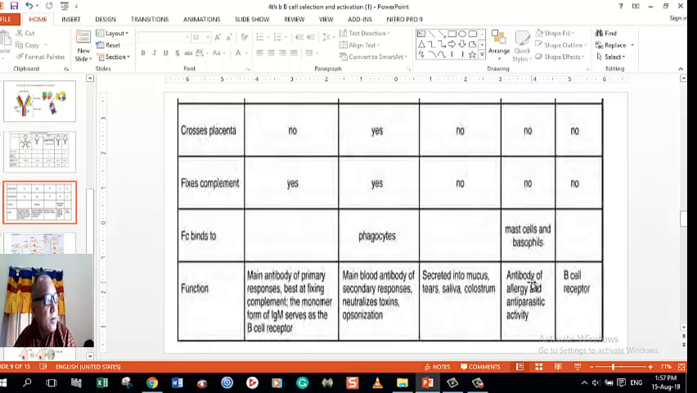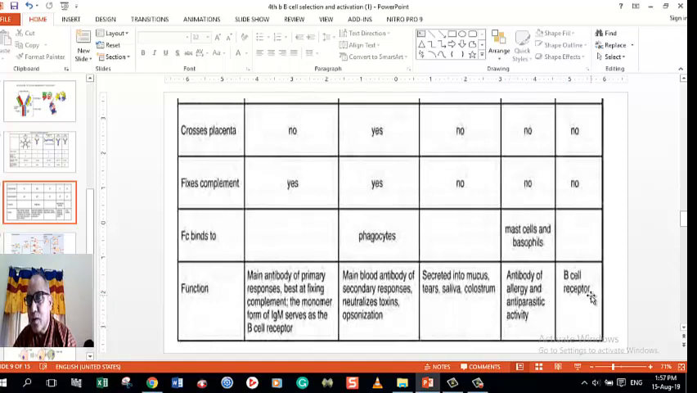IgE is all about allergy, because if you look at those persons who are suffering from allergy, these IgE antibodies are produced so much, and that causes trouble to the person who has allergy.